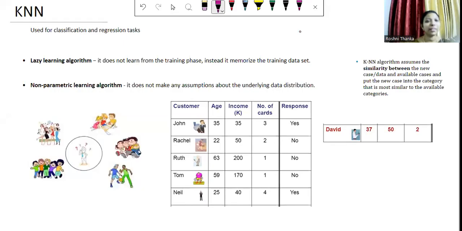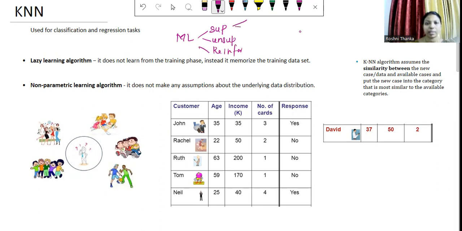Hello friends, in this video we are going to discuss the KNN algorithm. In machine learning, there are three types of machine learning algorithm. One is supervised machine learning algorithm, unsupervised machine learning algorithm, and reinforcement machine learning algorithm.